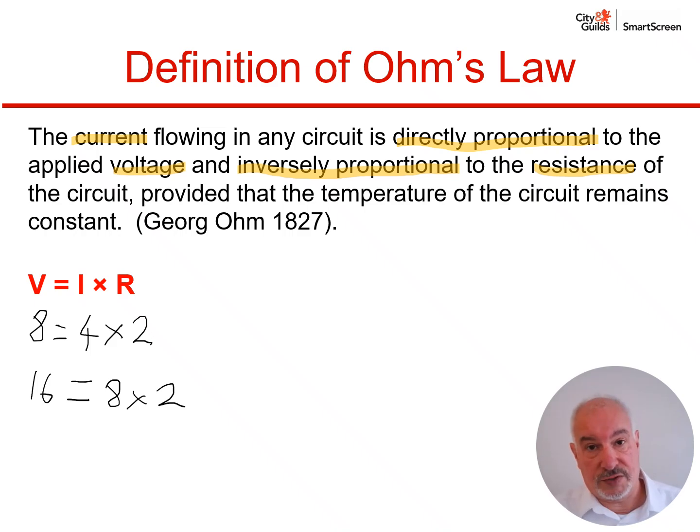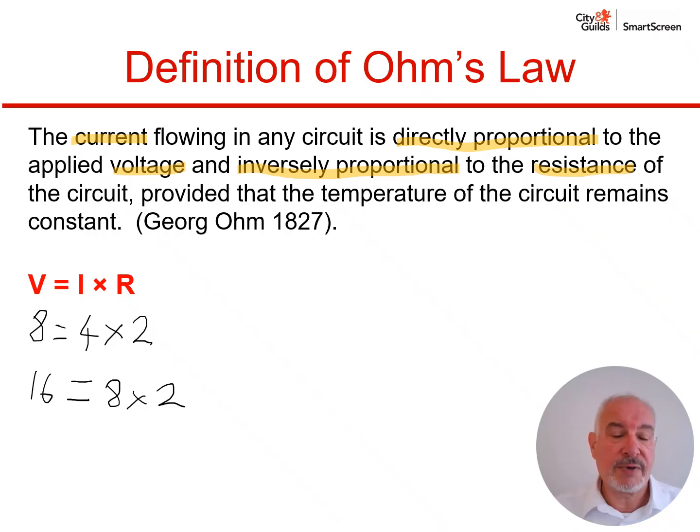If we halved the voltage, we would have to halve the current. If we multiplied the voltage by 3, we would have to multiply the current by 3, because that's what would actually be happening in the circuit. So to show that in the formula, we would follow the same rules. So that's what directly proportional means. It means that the current and the voltage go up and down in proportion to each other.